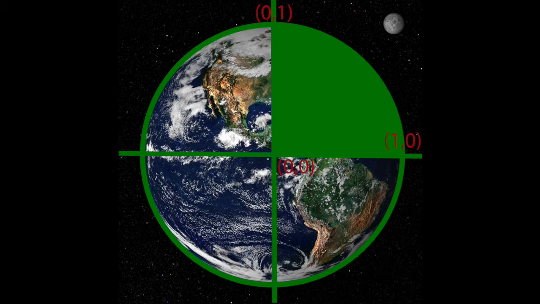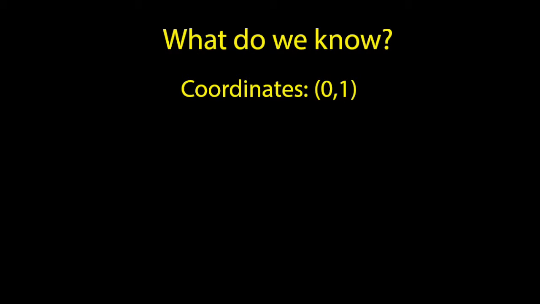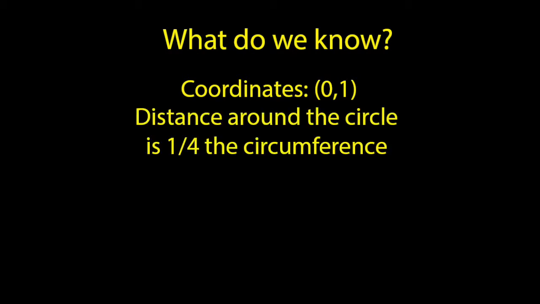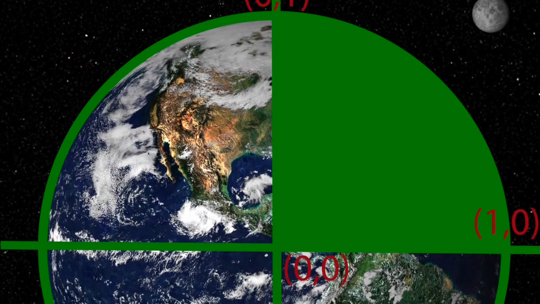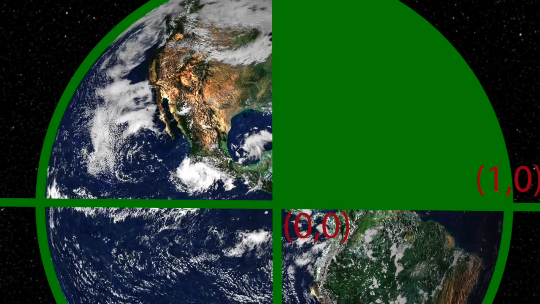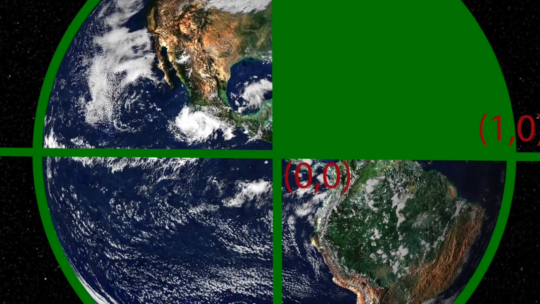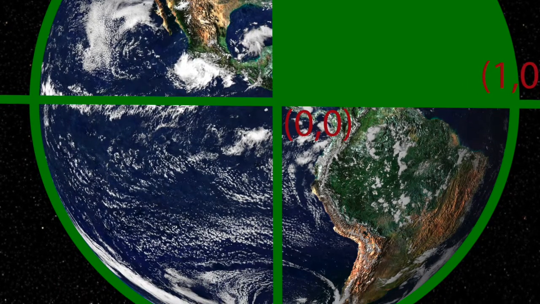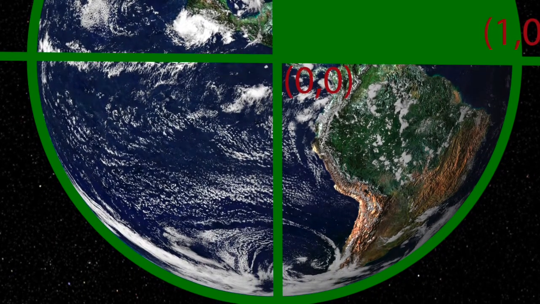Thinking about the unit circle, what do we know? First, the coordinates of your position in terms of the Cartesian plane are 0, 1. That means you've traveled 1/4 the way around the circle. How far have you walked? It looks like I've walked 1/4 the distance around the whole circle, so that's a central angle of 360 divided by 4, or 90 degrees.